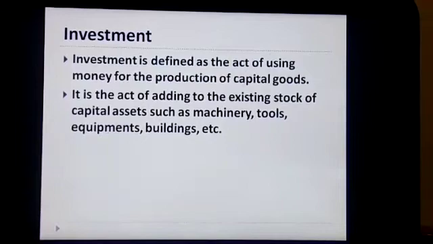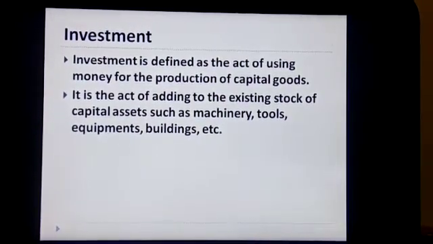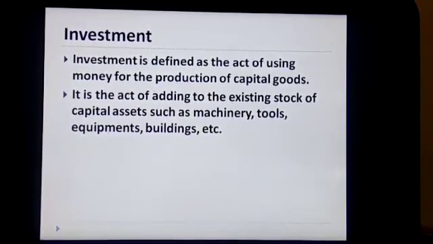The first definition for today is investment. We know what is saving, you remember? Investment is defined as the act of using money for the production of capital goods. Investment means that you use money for producing machines. Capital goods here imply machines. So when you are investing money for the production of machines, that thing is called investment.